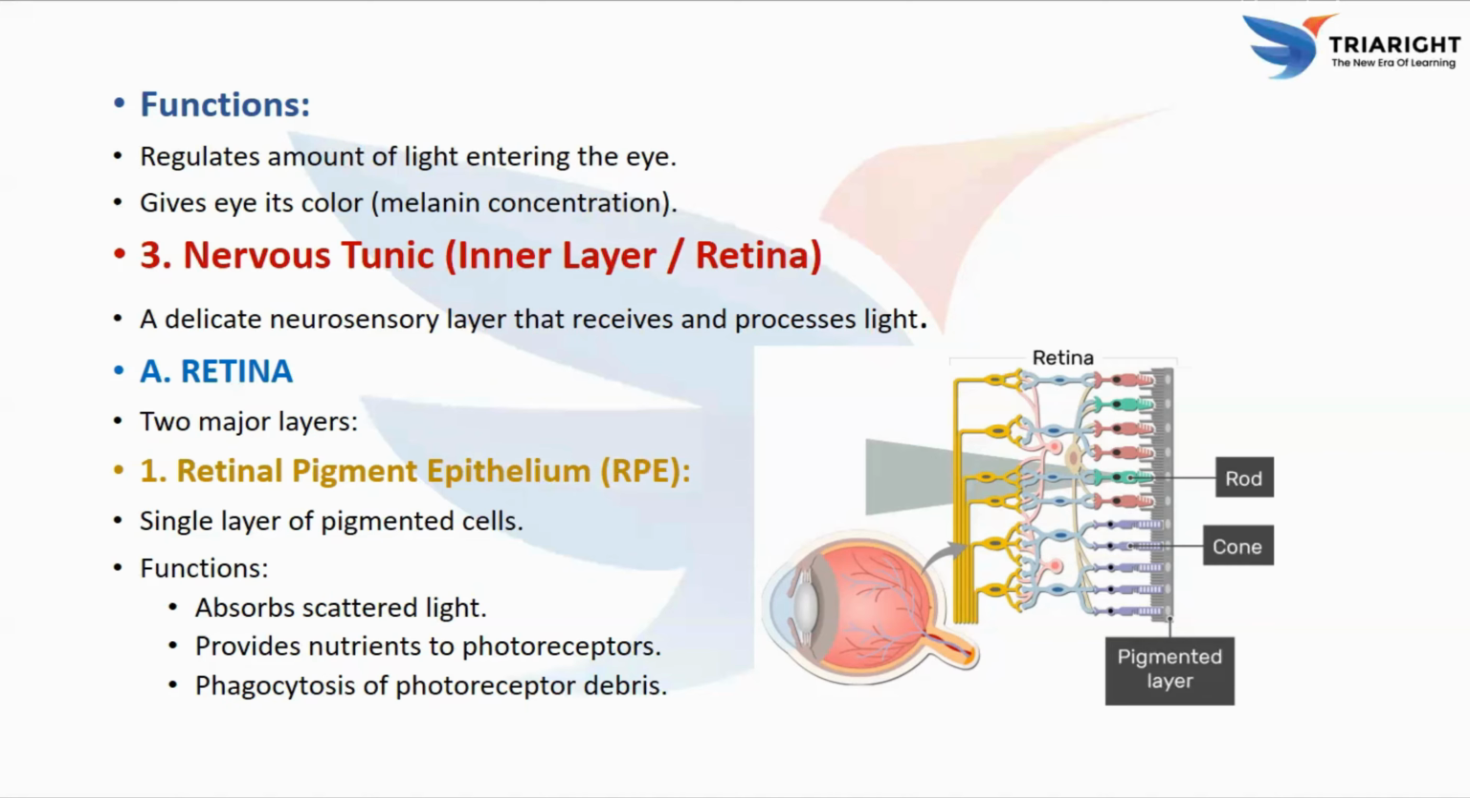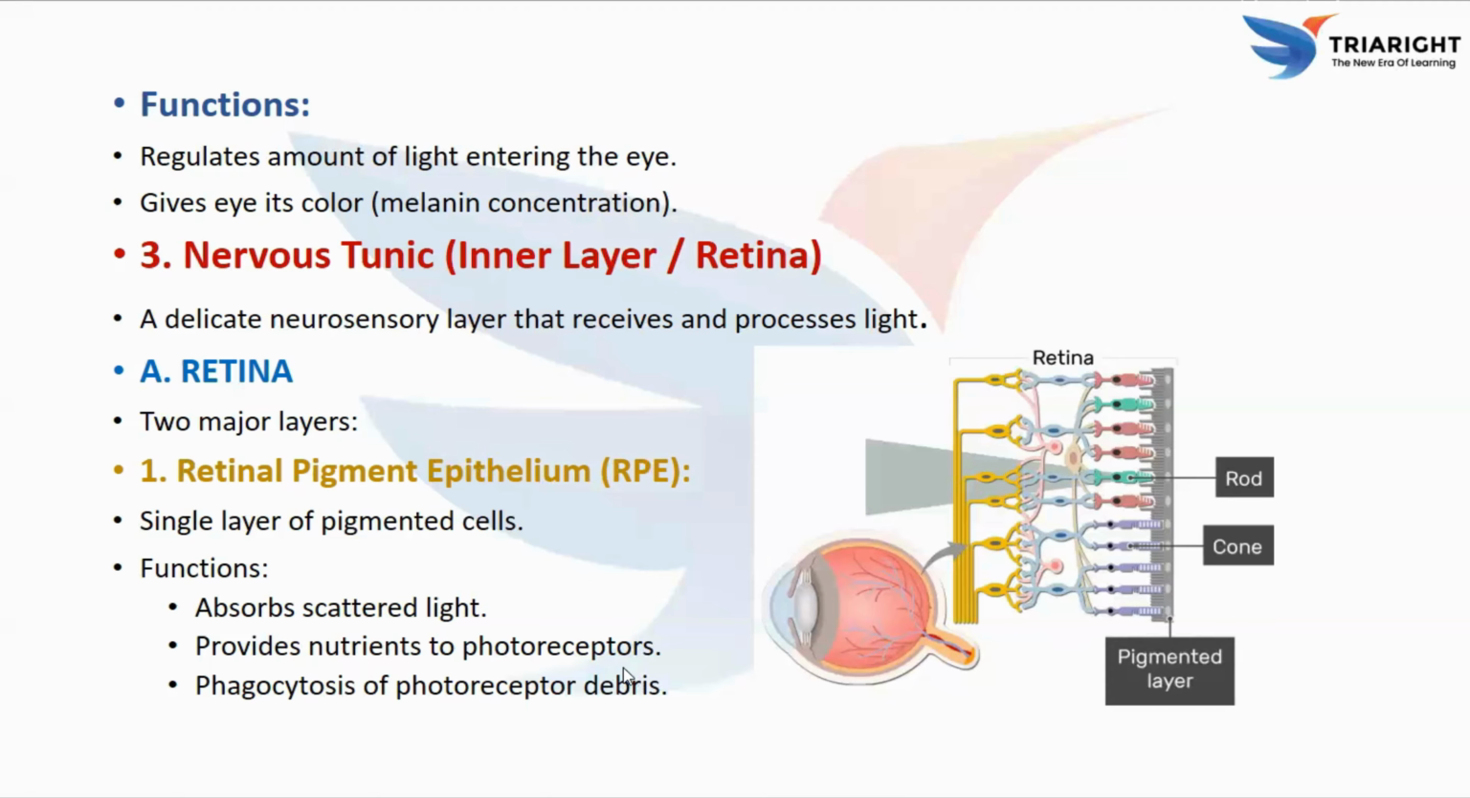So what are the functions of the retinal pigment epithelium? It absorbs the scattered light, acting like a light trap to improve visual acuity. It also prevents blurry or distorted images. The second function is it provides nutrients to photoreceptors. Here photoreceptors include both rods and cones, which are shown in this picture. Photoreceptors do not have their own blood supply. So they rely on the retinal pigment epithelium for glucose, oxygen, essential ions and metabolic support. The next function is phagocytosis of photoreceptor debris.